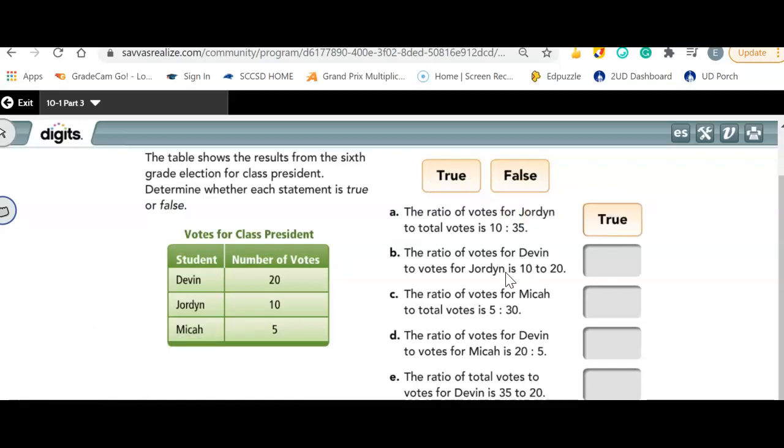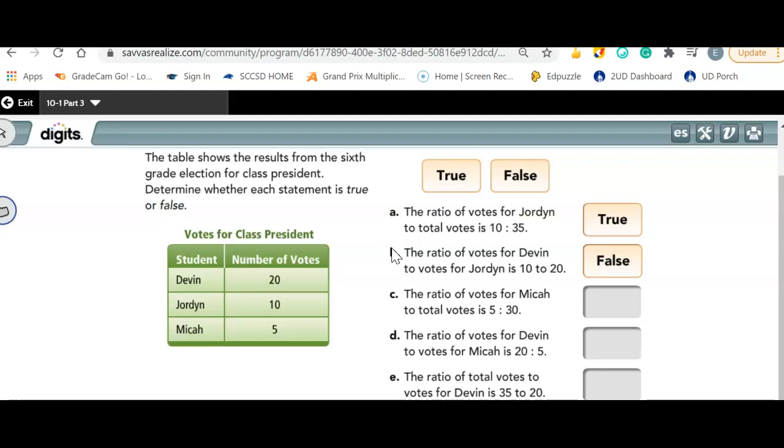The ratio of votes for Devin to votes of Jordan is 10 to 20. Lily? False. It would be 20 to 10. Okay, why is it 20 to 10? Brogan? Because in the statement it says the ratio is Devin to Jordan, but in the ratio they put, it says Jordan to Devin. Perfect. Order matters.